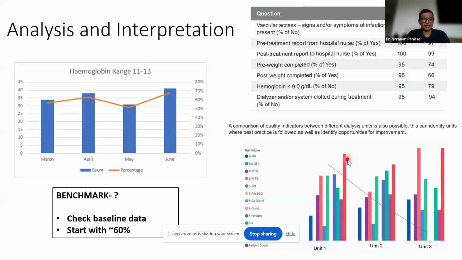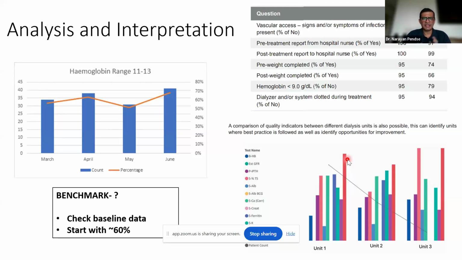Analysis and interpretation: as far as benchmark is concerned, particularly in Indian patients, it may be a little challenging, because the incidence of anemia is anyway high in our population, and for those who are diagnosed with CKD, the anemia is even a bigger problem. So it may not be possible to apply the benchmarks of some of the Western healthcare systems to our systems. So you can monitor your own baseline data and come out with the benchmark.